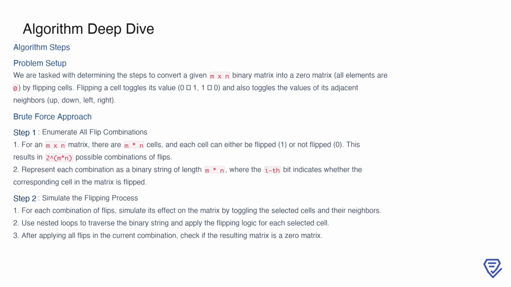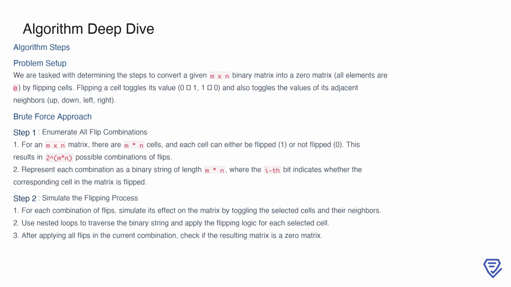In this problem, we need to transform a binary matrix into a zero matrix, where all elements are zero. To do this, we can flip cells, and flipping a cell not only toggles its value but also toggles the values of its adjacent neighbors, those directly above, below, to the left, and to the right.